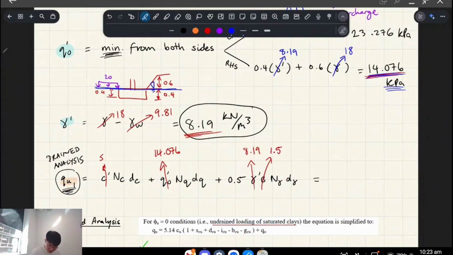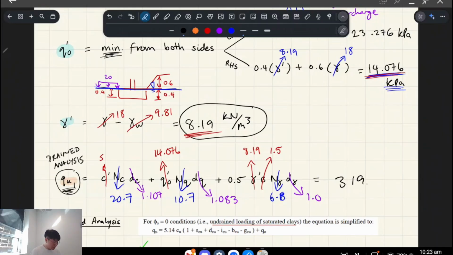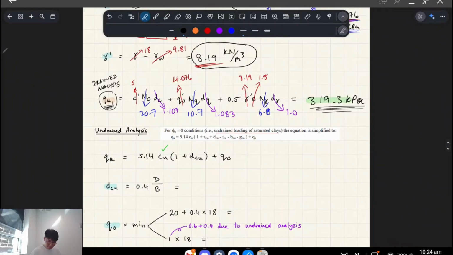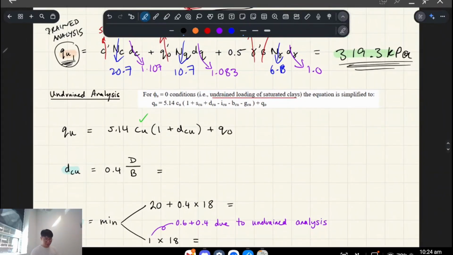And now we're going to plug in all of our N factors, right, which is from that table. Right, so N factors were 20.7, 10.7, 6.8. And then we have all these depth factors as well, which we calculated a moment ago. This is 1.107. QO was 1.083. And as we discussed, D gamma is always 1. Okay, so this gives us a drained analysis bearing capacity of 319 kPa. Okay. So for undrained analysis, now we're doing the second part of our analysis, right?